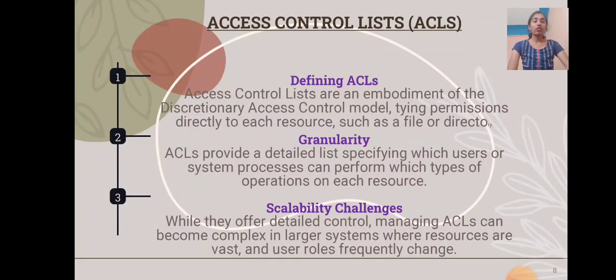Next, access control list. We have to follow some steps in access control list. First, we have to define ACLs. Access control lists are an embodiment of the discretionary access control model, tying permissions directly to each resource such as a file or directory. Next, granularity. ACLs provide a detailed list specifying which user or system processes can perform which type of operation on each resource. Next, scalability challenges. While they offer detailed control, managing ACLs can become complex in larger systems where resources are vast and user roles frequently change.